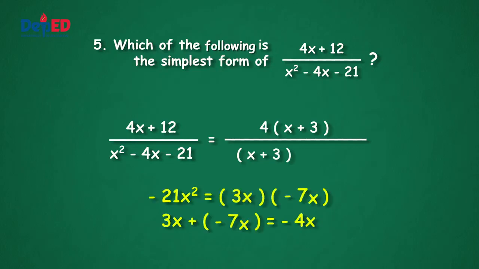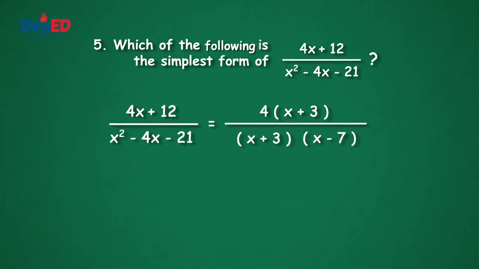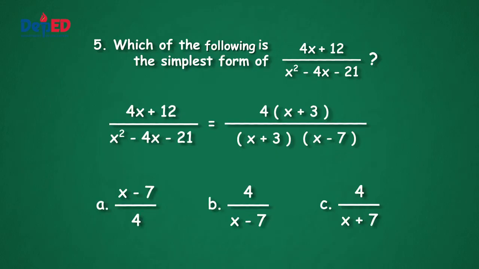What are factors of negative 21 such that their sum is negative 4? The factors must be positive 3 and negative 7. So the denominator is the quantity x plus 3 times the quantity of x minus 7. Which of the choices is the correct answer? We divide the common factors x plus 3, and we will be left with 4 over x minus 7. So the correct answer is letter B.